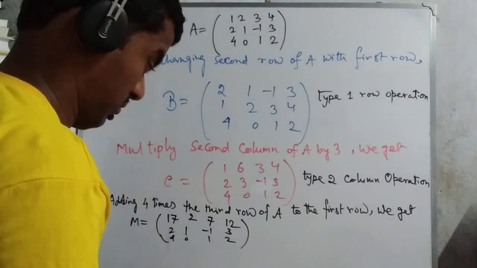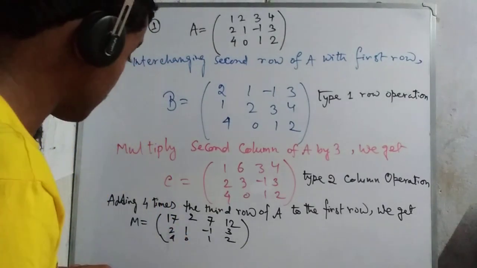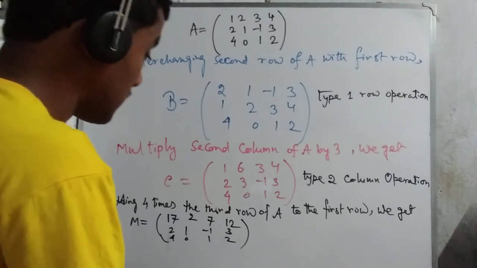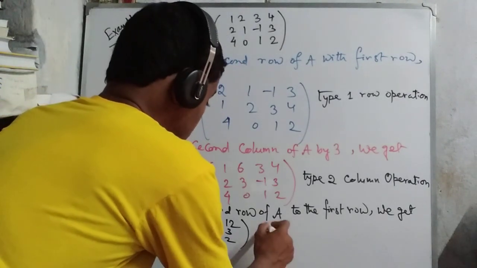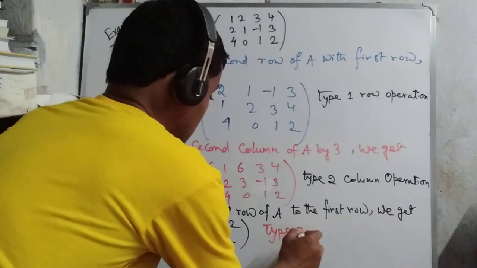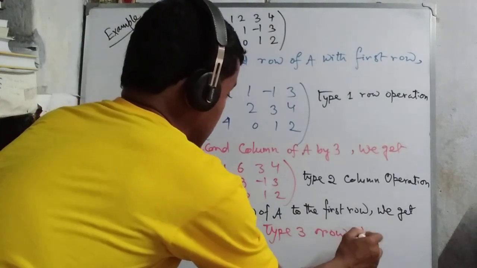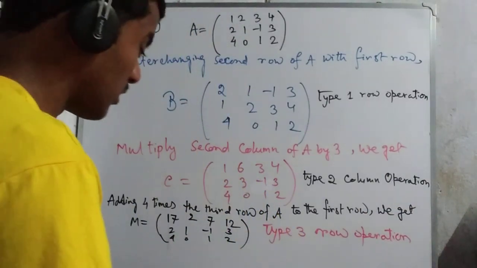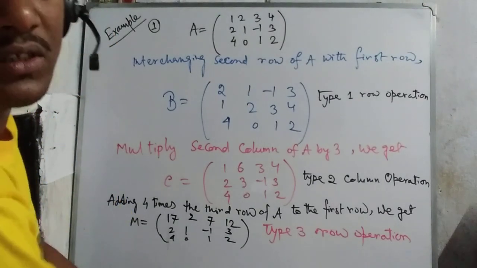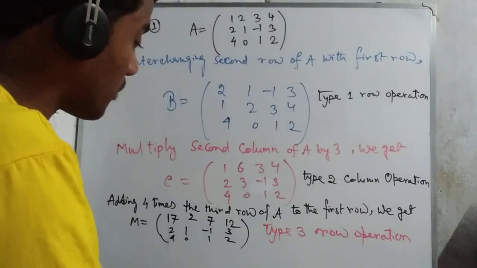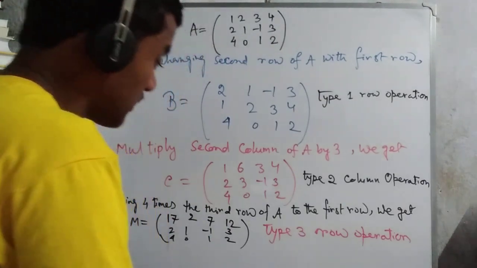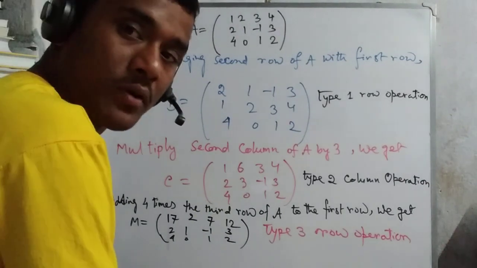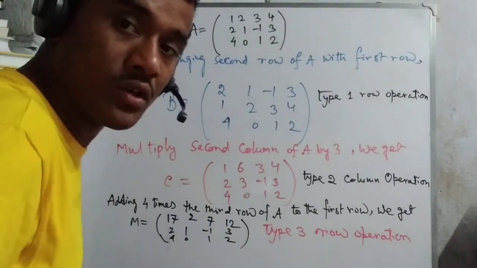Understood? Not a problem at all. Then what happened? This one is the type 3 row operation. Okay, type 3 row operation. Understood? Not a problem at all. We easily handle and easily understand row operation and column operation. That means elementary row operation and elementary column operation we easily understood now.